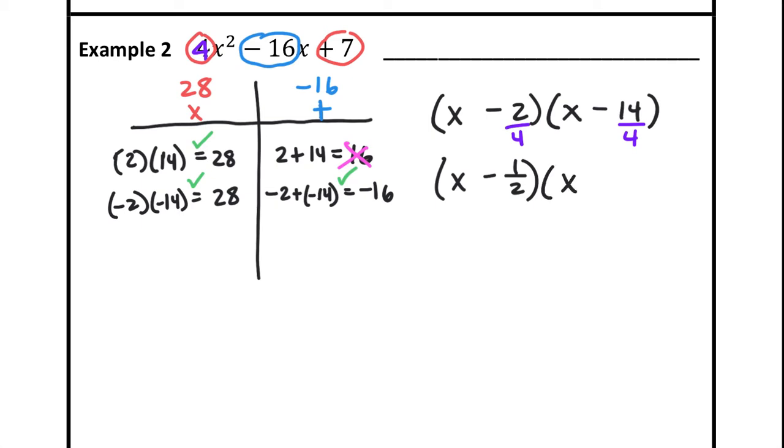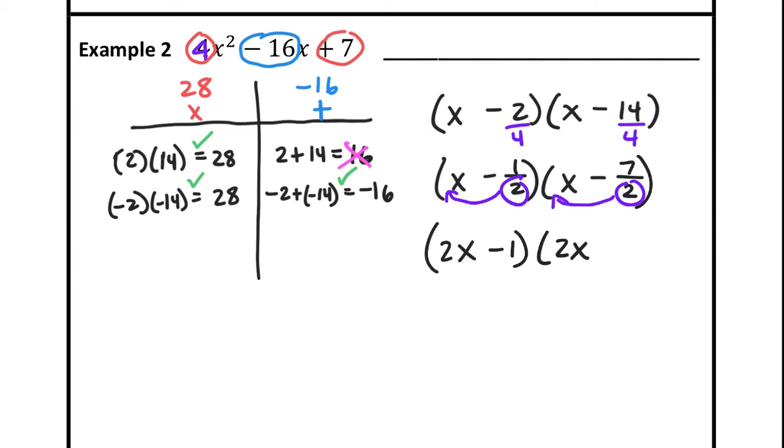And then looking at the second one, both 14 and 4 are divisible by 2. 14 divided by 2 is 7, and 4 divided by 2 is 2. And so I'm left with fractions, and so I have to move these bottom numbers up to the front. So I'm going to end up with 2x minus 1 and 2x minus 7.